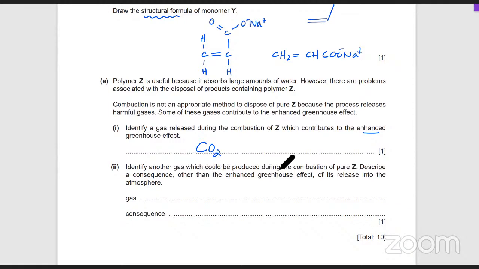Identify another gas which could be produced during the combustion of pure Z. Describe a consequence other than the enhanced greenhouse effect of its release. So you're going to get carbon monoxide, which causes choking, etc. So that could be the possible other gas. There's probably no other gas. These are the only two gases that are going to be produced. The other one is water, which is obviously not a gas at room temperature.